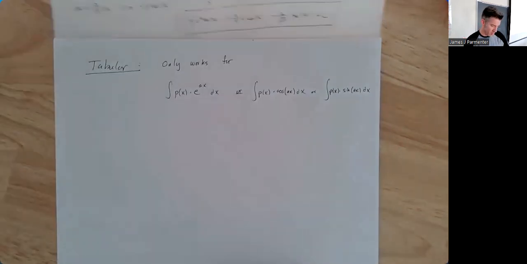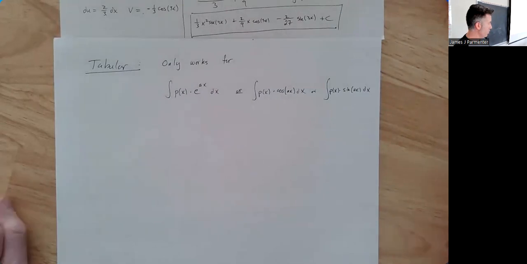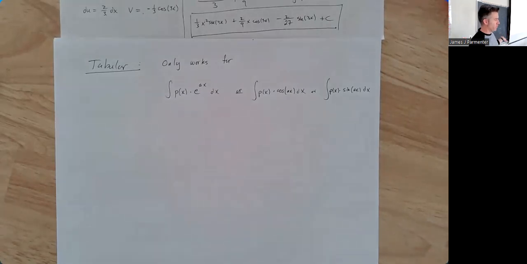Here are the things that have to be true for this tabular method to work. Your choice for u, which is going to be the polynomial, usually it's just x to a power, but polynomial is the more general true thing. Whatever you're choosing for u, its derivative eventually has to be zero if you keep taking repeated derivatives. And polynomials are really the only kinds of functions that if you keep taking their derivatives, eventually the derivative is zero.